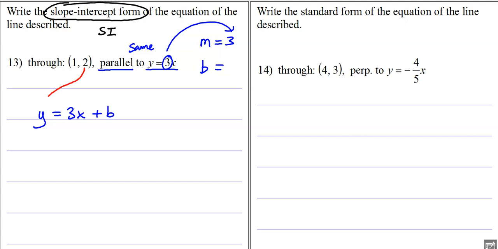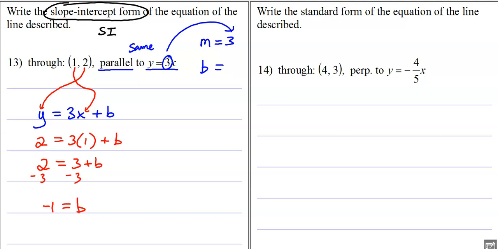I now substitute x and y, and I get 2 equals 3 times 1 plus b, so 2 equals 3 plus b. Then I'm going to subtract the 3 from both sides, and I get b equals negative 1. So that should allow me to finish the equation here for a final answer of y equals 3x minus 1. Good to go.